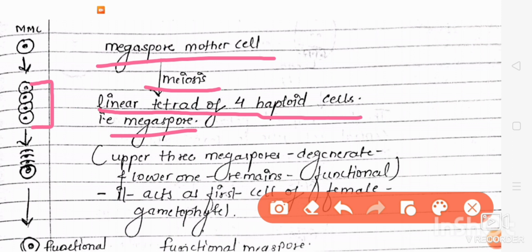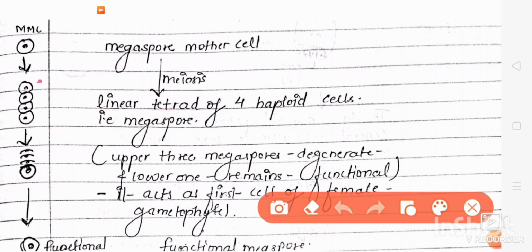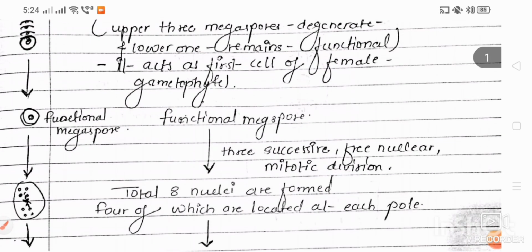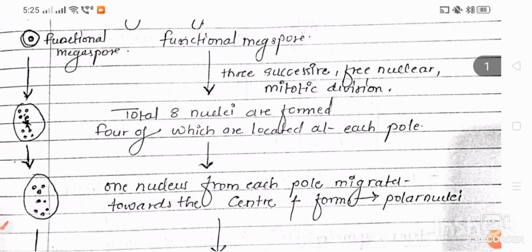Now among these four cells, the upper 3 cells will degenerate. These upper 3 cells got degenerated and the lower one remains functional. So there is a functional megaspore. The functional megaspore undergoes 3 successive free nuclear mitotic divisions. It means that the one single functional megaspore will undergo 3 mitotic divisions.